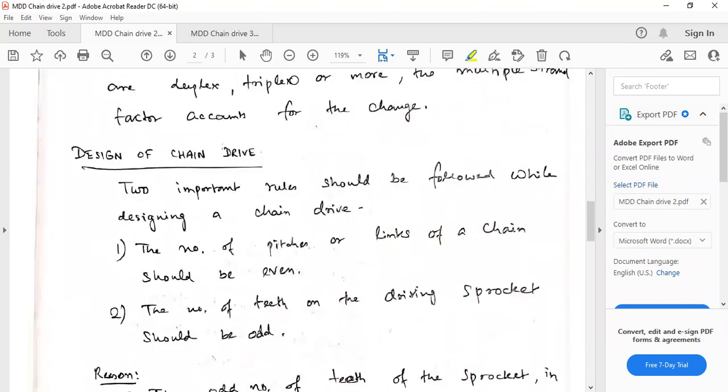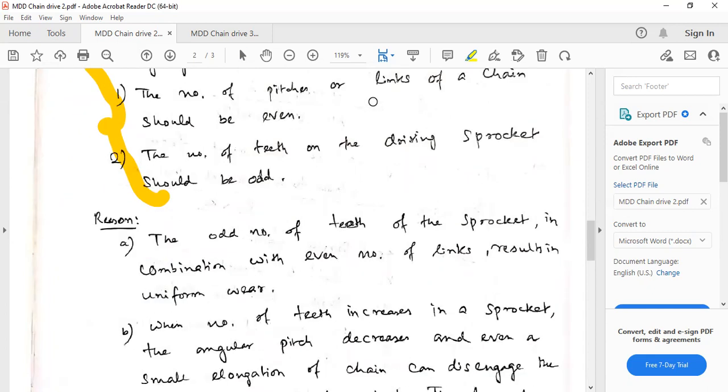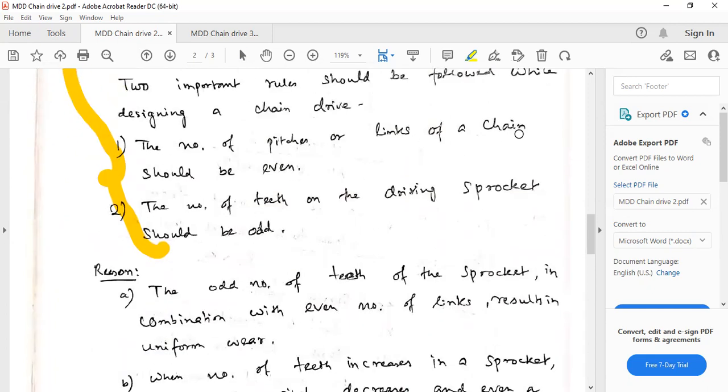Now, how to design? Let's go to some rules of designing a chain drive. Here are two important rules you need to follow. The number of pitches or number of links should be even. This you must keep in your mind. So make the pitch value even, or the number of links that you use, as I told you.